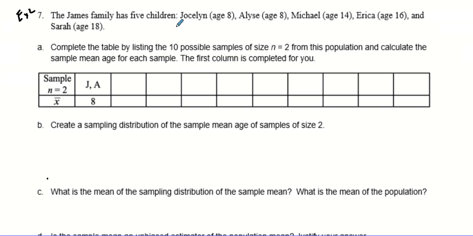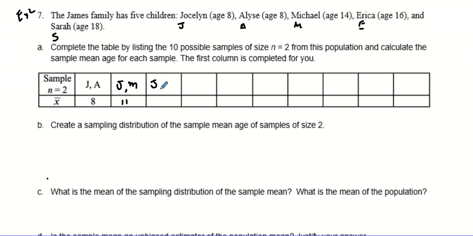We have J and A, so we'll call this J, we'll call this A, we'll call Michael M, E for Erica, and S for Sarah. All right, so we have JA is 8. Now our next mean is going to be JM, and that's going to be 8 plus 14, and we'll divide that by 2, and we get 11.